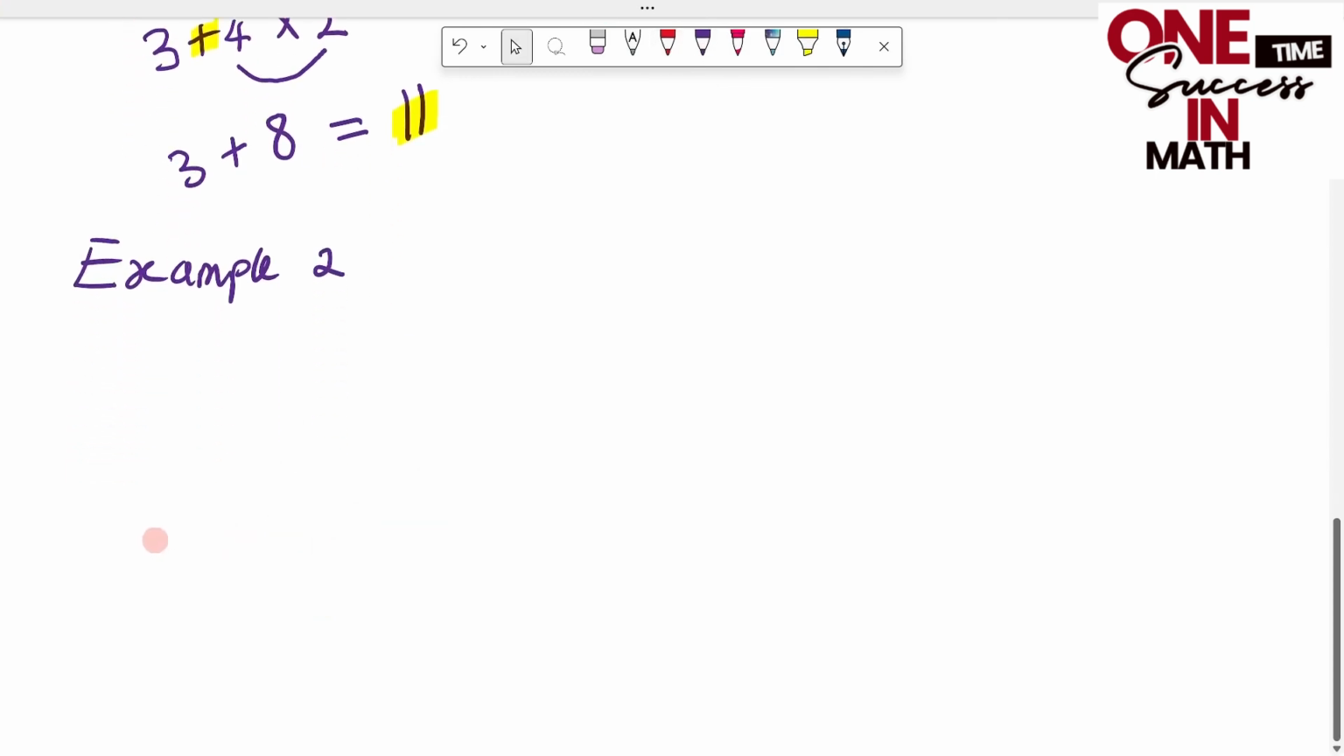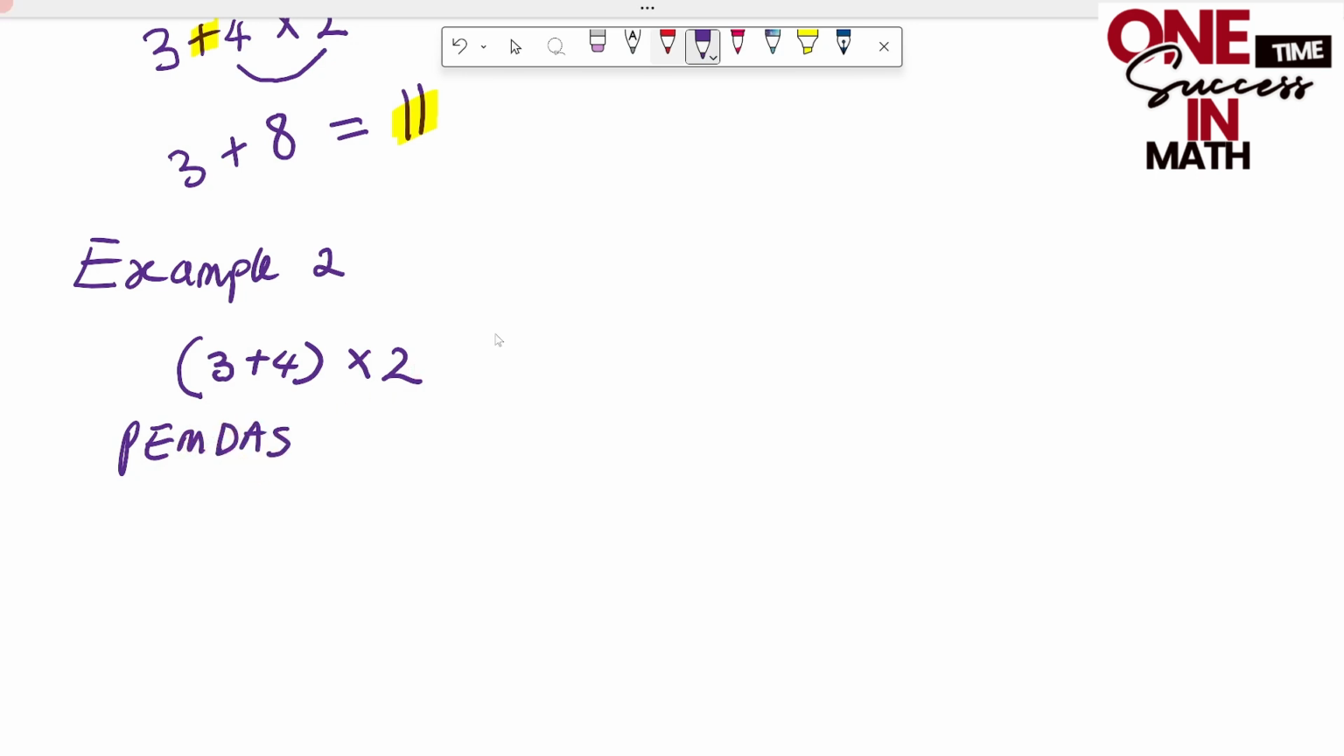If you have a question like this, open parenthesis, 3 plus 4 close parenthesis times 2. Remember, the order of operation we are following is what? PEMDAS. So ask ourselves still the same question. First, do we have any parentheses or brackets? Look at this. Yes, we do. So therefore, we'll first of all solve any question that is inside that. And in this case, it is 3 plus 4.